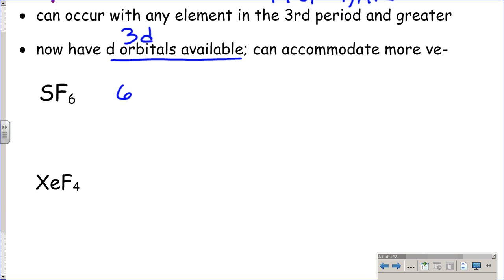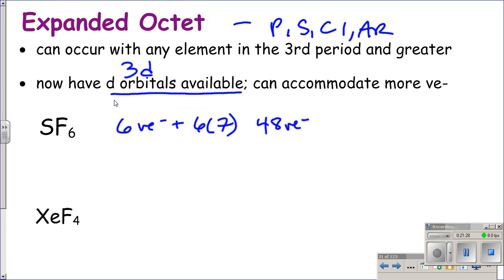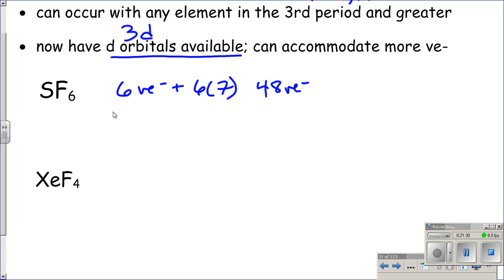So sulfur has 6 valence electrons plus 6 times 7 for fluorine. Go ahead and pause this, try this yourself, and then check with me. It's 48 valence electrons, 48. All right, hopefully you paused that long enough to try yourself. You can speed this up if you have, and you can try with me. So we have 48 valence electrons.